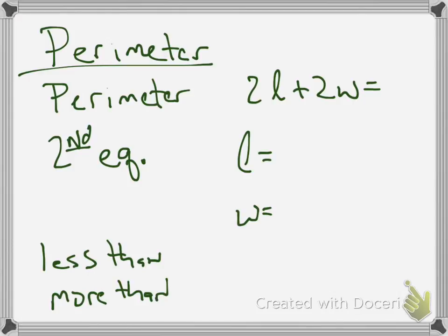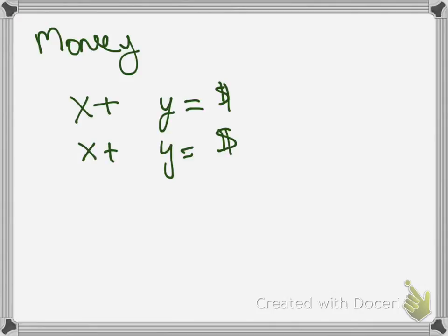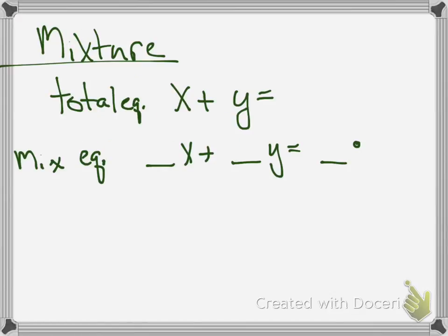Okay? Money problems, x plus y equals something, x plus y equals something else. Those should be pretty easy. And then we get to mixture. Now, this is very important.